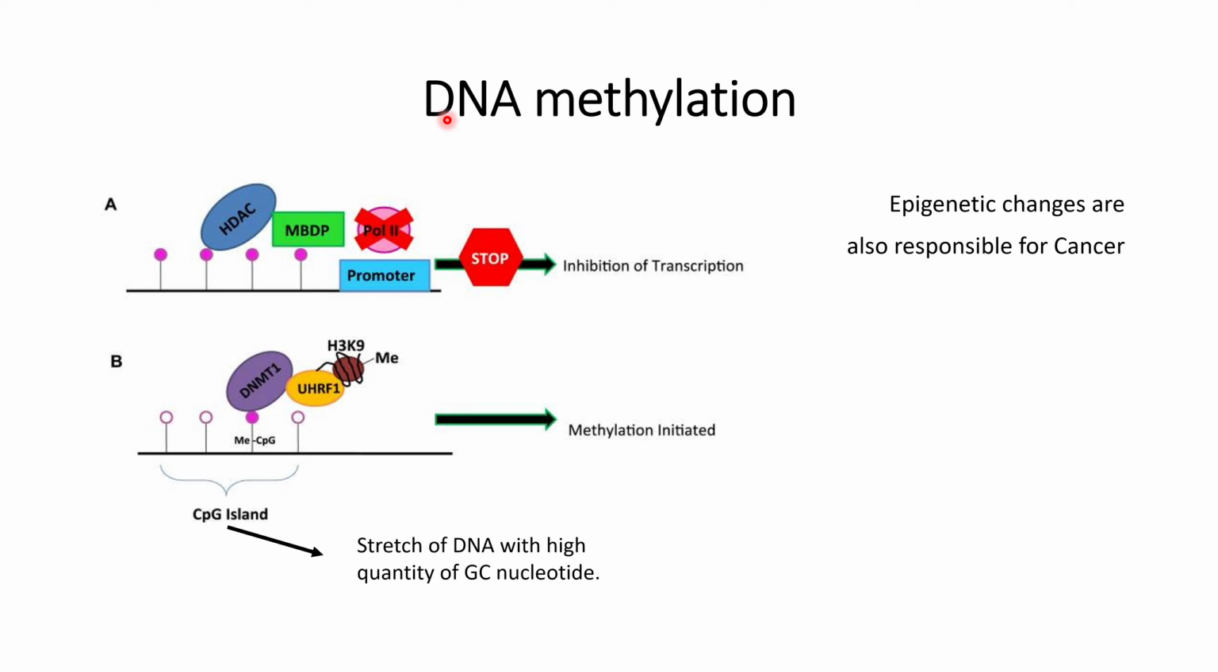The one that occurs during the embryonic state is done by DNMT 3A and 3B. What is DNMT? DNMT is DNA methyltransferase. 3A and 3B are different forms of DNMT. So there are two ways by which DNA methylation can inhibit the expression of genes, thereby altering the epigenetic state.